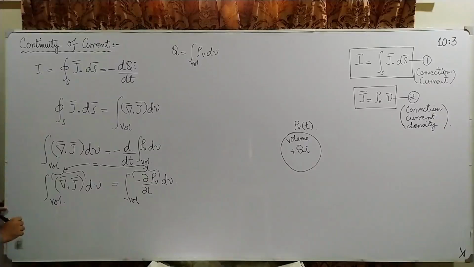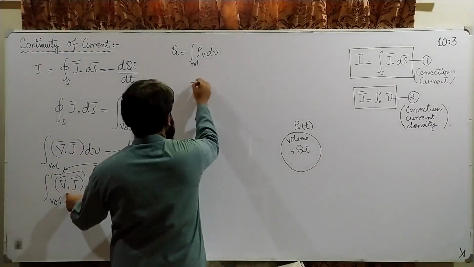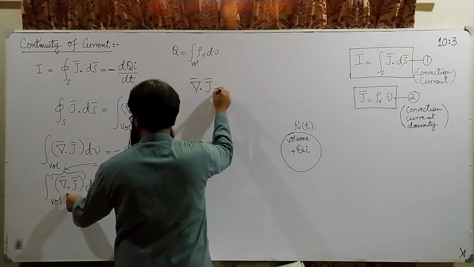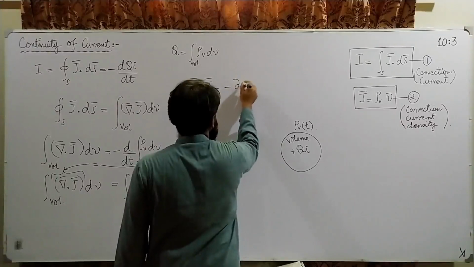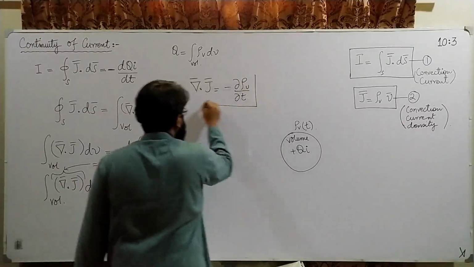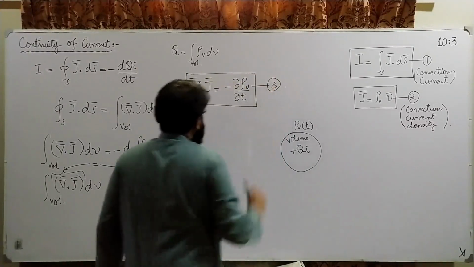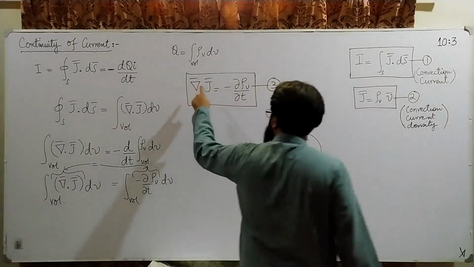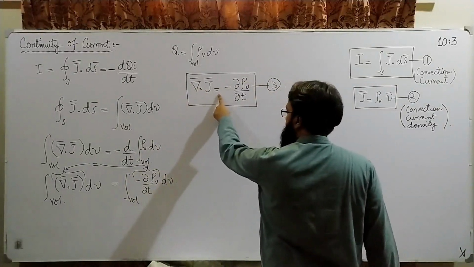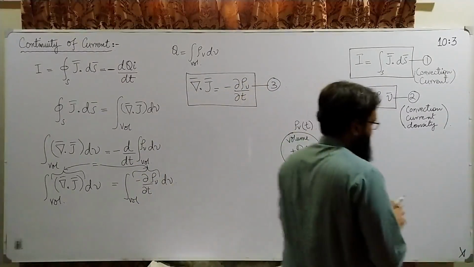Okay, so if that's the case, del dot J is equal to minus del rho by del t. This is a very important relationship known as the continuity equation, and it says that the divergence of current density is equal to the rate of decrease of charge density.